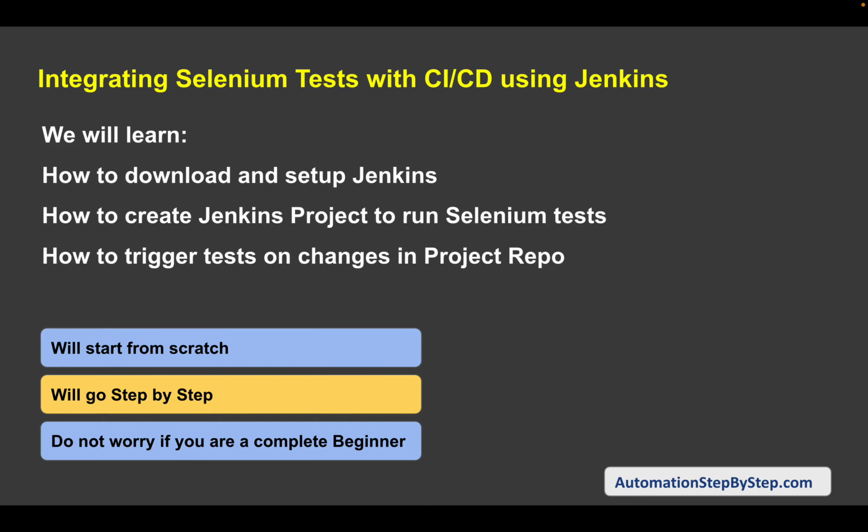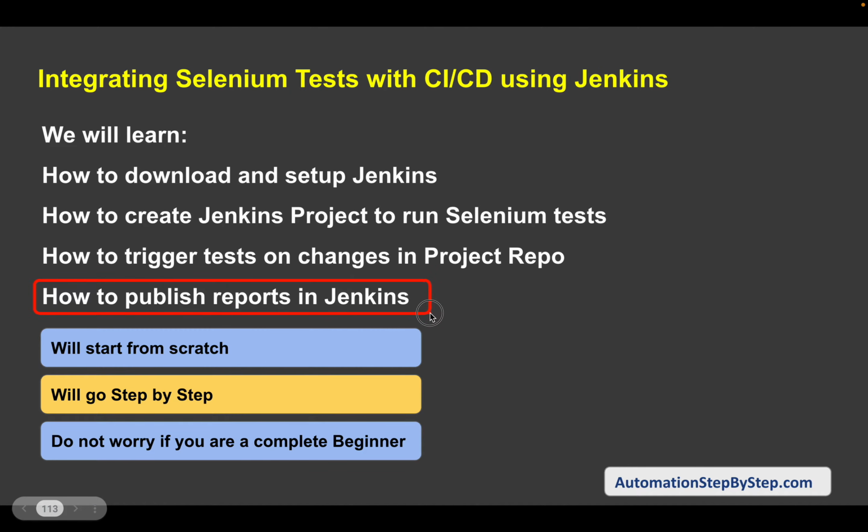So we want that whenever we make any changes in our project repository in our framework, the Jenkins project that runs the Selenium test should be triggered automatically and will run the tests. Okay, and we will also see how do we publish reports in Jenkins.